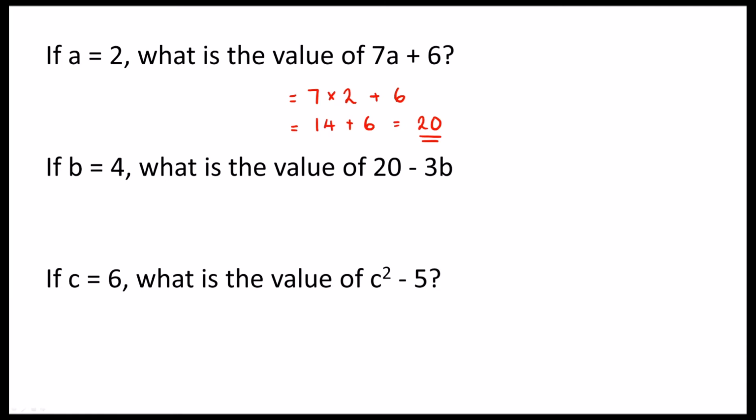In my second example, it says if b equals 4, what is the value of 20 minus 3b? So this would mean 20 minus 3 lots of whatever b is, which is 4. Again, using my order of operations, I know that I need to do 3 times 4 first, and that's 12, so I get 20, take away 12, and that gives me an answer of 8.